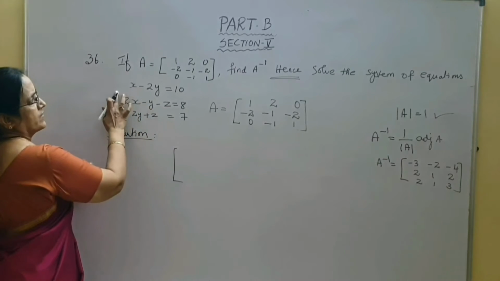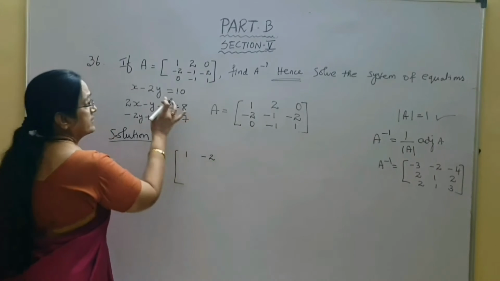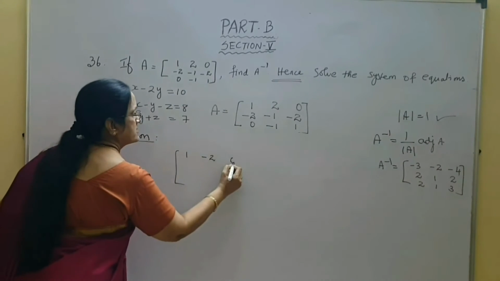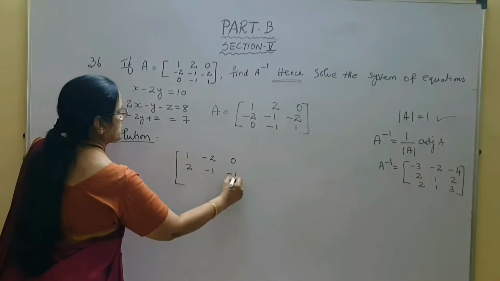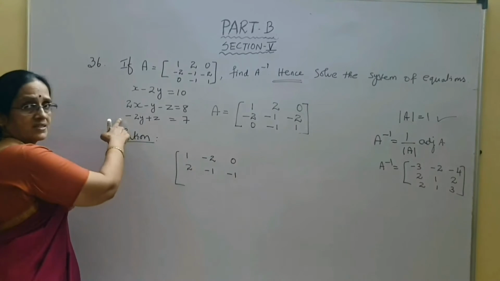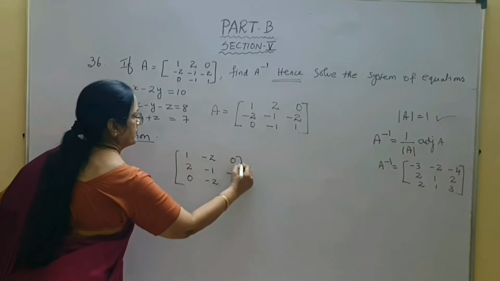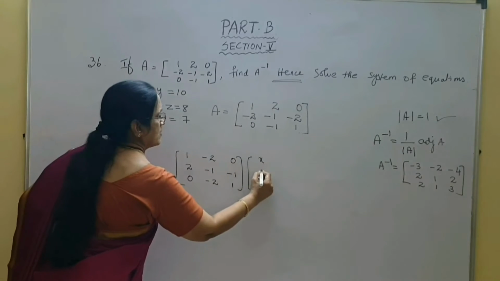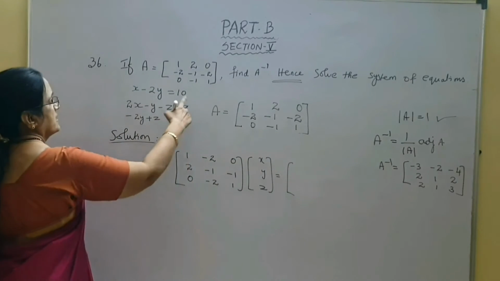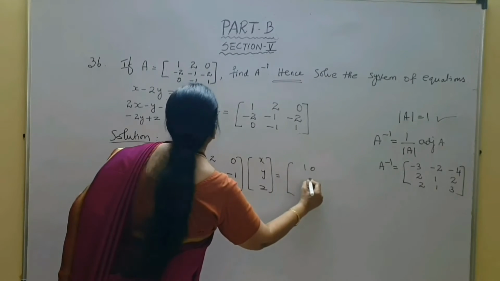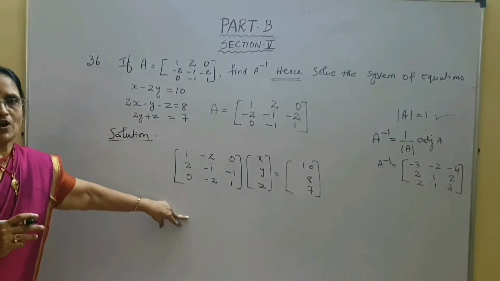Write the coefficients of x, y and z. You will be having 1, minus 2. There is no z term, so you need to write here 0. Coming to the second equation, it is 2, minus 1, minus 1. Third equation, there is no x term at all, so write over here 0, then minus 2, 1, into x, y, z is equal to the column matrix 10, 8, 7. So, you have put these equations in matrix form.